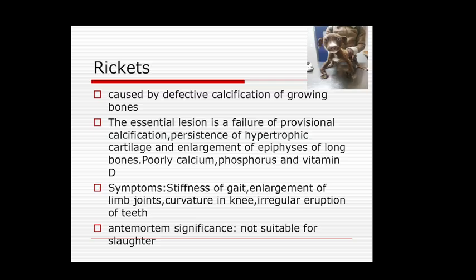It is detected in antemortem examination. Okay, the symptoms are stiffness of gait, enlargement of limb joints, curvature in the knee, and irregular eruption of teeth. And the antemortem significance is that it is not suitable for slaughter.